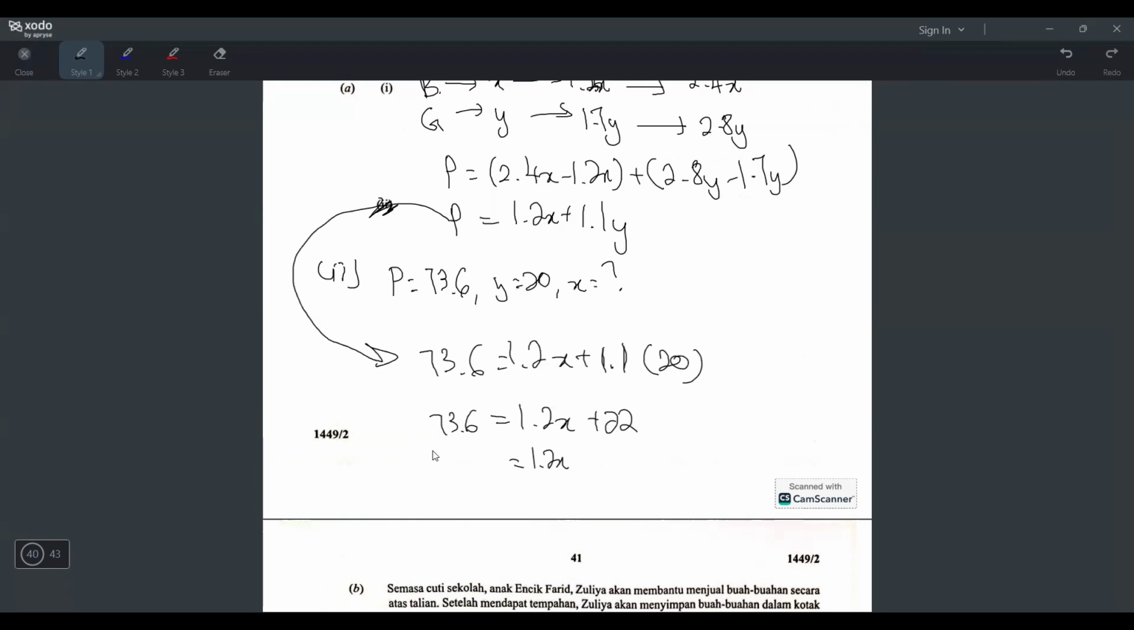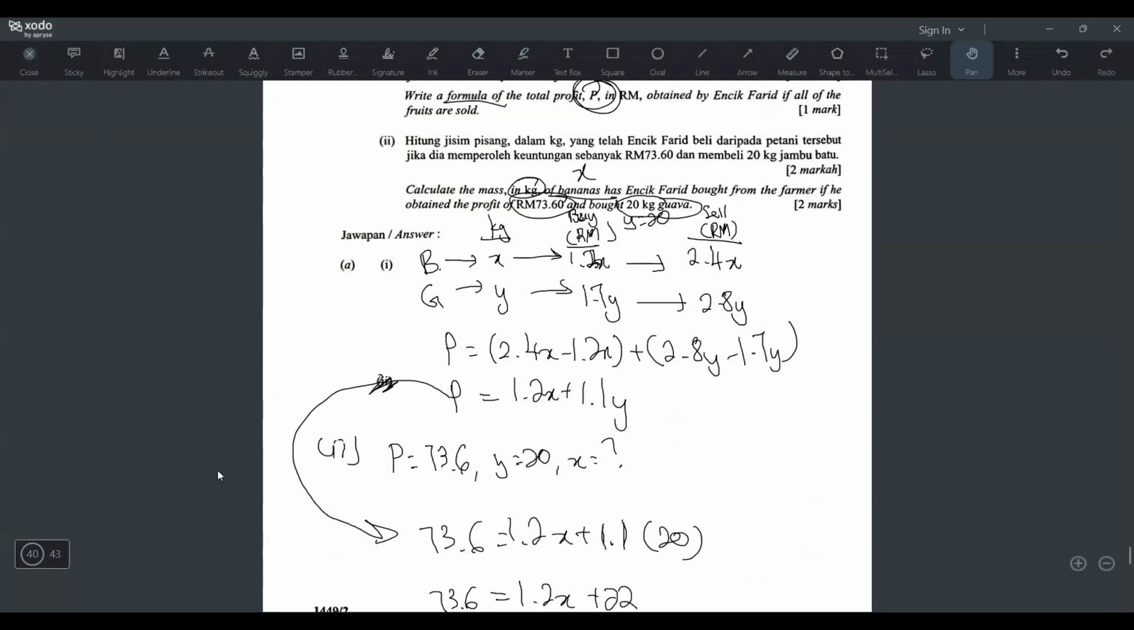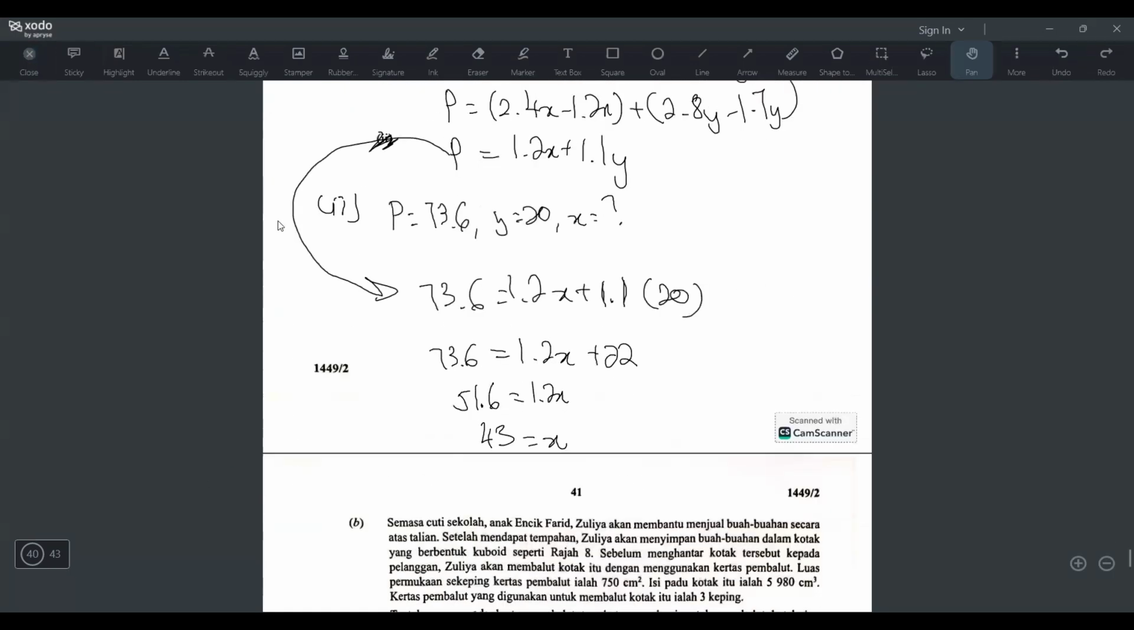So write 51.6, and then we have to divide by 1.2, right? So my calculator gives me 43. Wait, is that what they want? They say calculate the mass in kg of banana. So the mass of banana is x, right? Okay, so yeah, that's the answer.